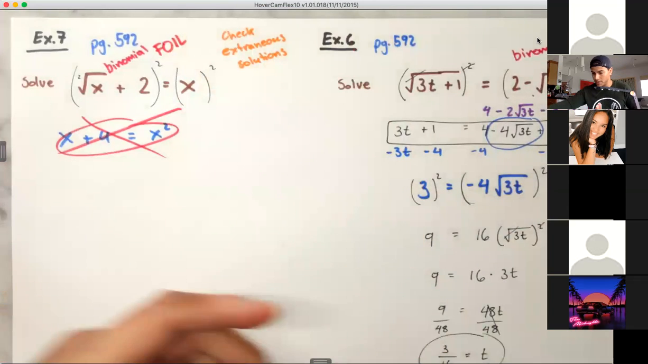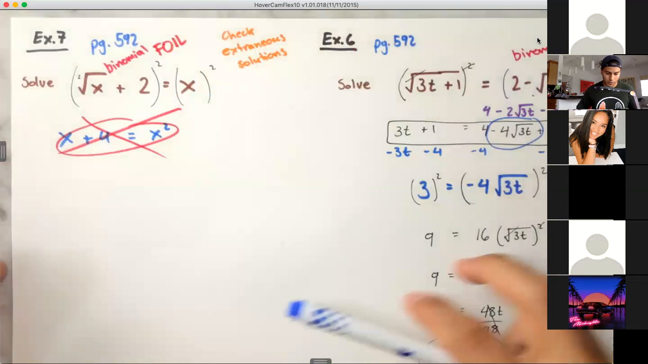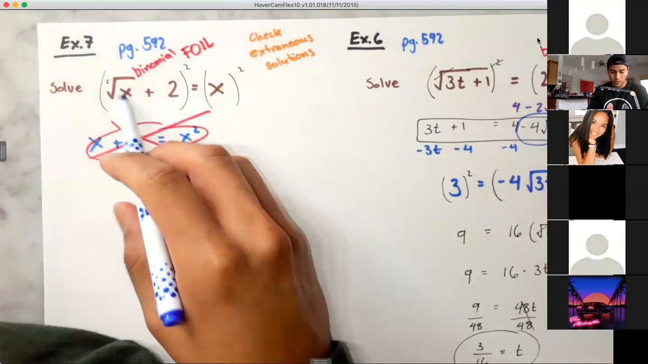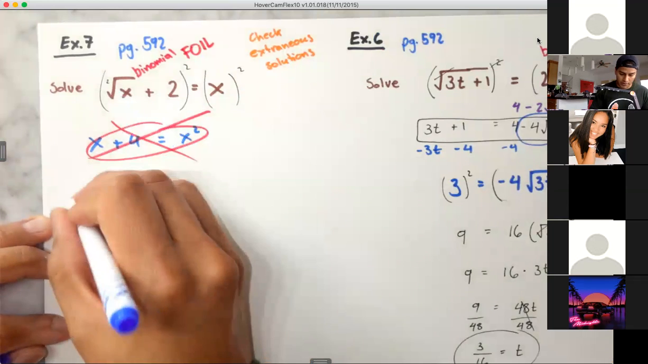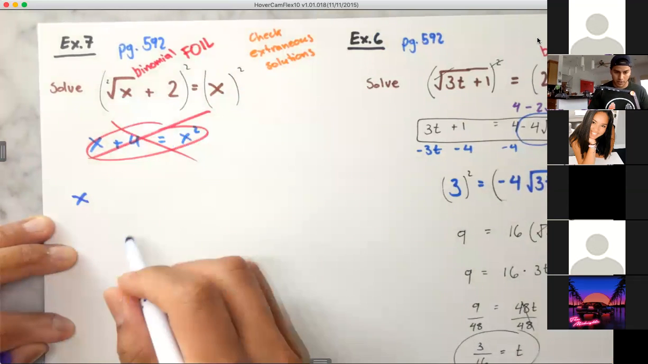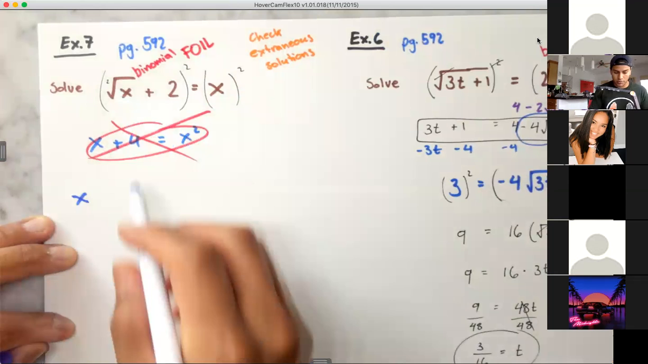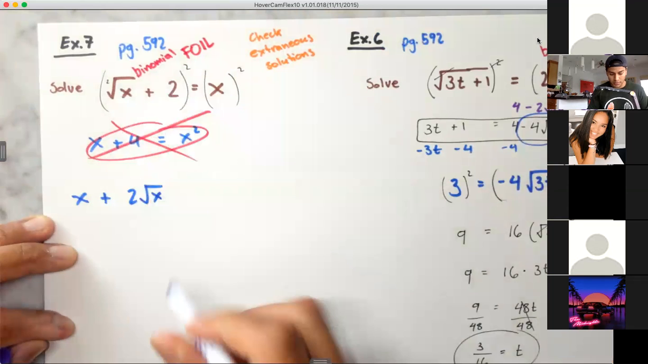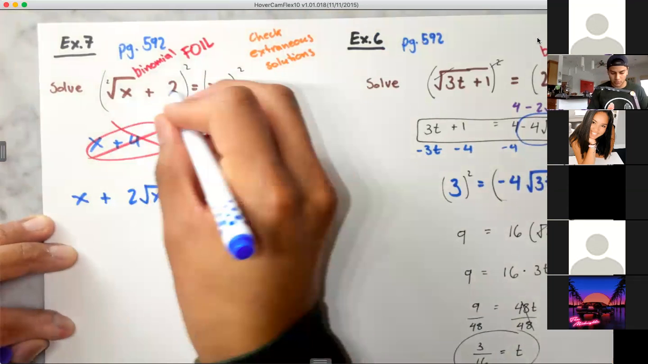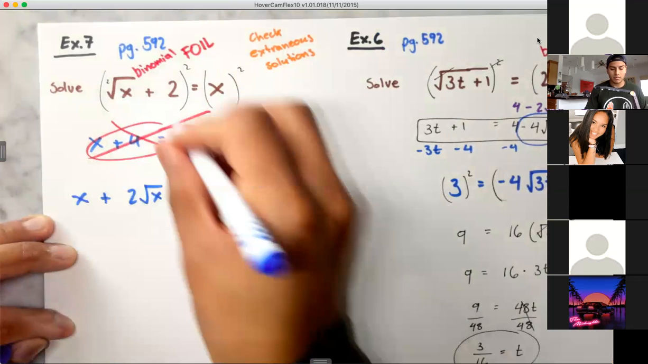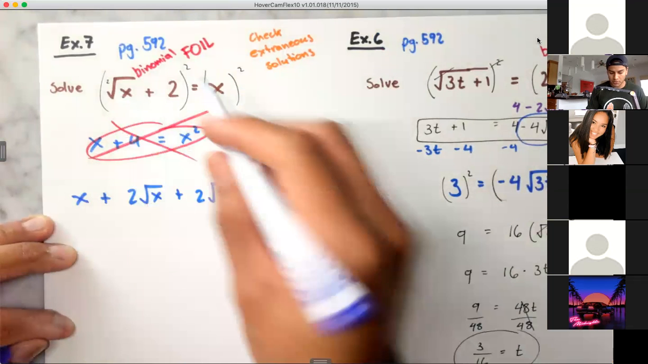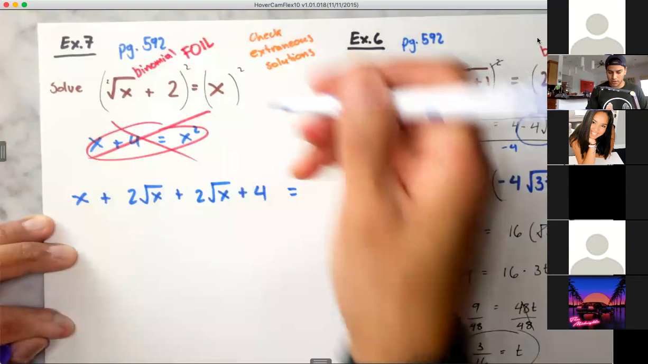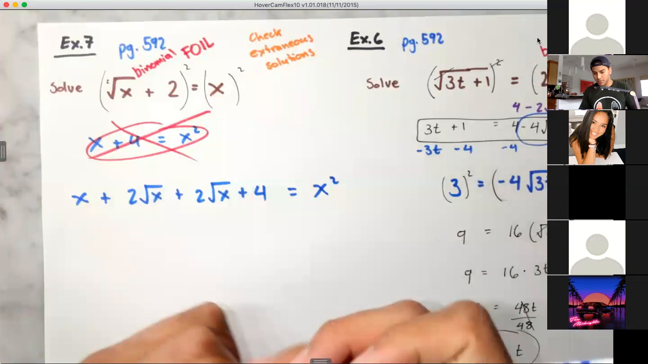And we're gonna go ahead and do that now. So to be able to FOIL, you wanna go ahead and do the square root of x times the square root of x, which is just gonna be x, okay? Plus square root of x times 2, which is 2 square root of x, plus 2 times square root of x, which is 2 square root of x, plus 2 times 2, which is just gonna be 4, equals whatever was on the other side, which is x squared, okay? Simplify.